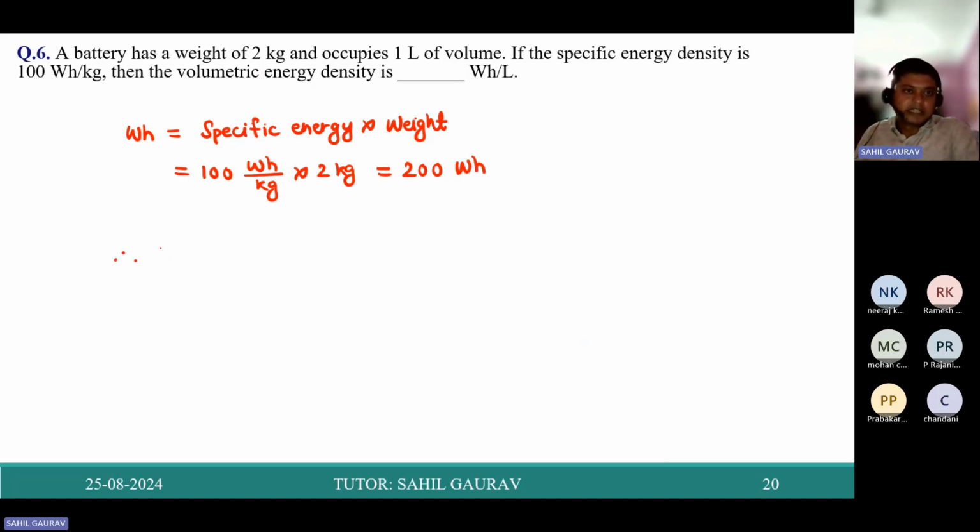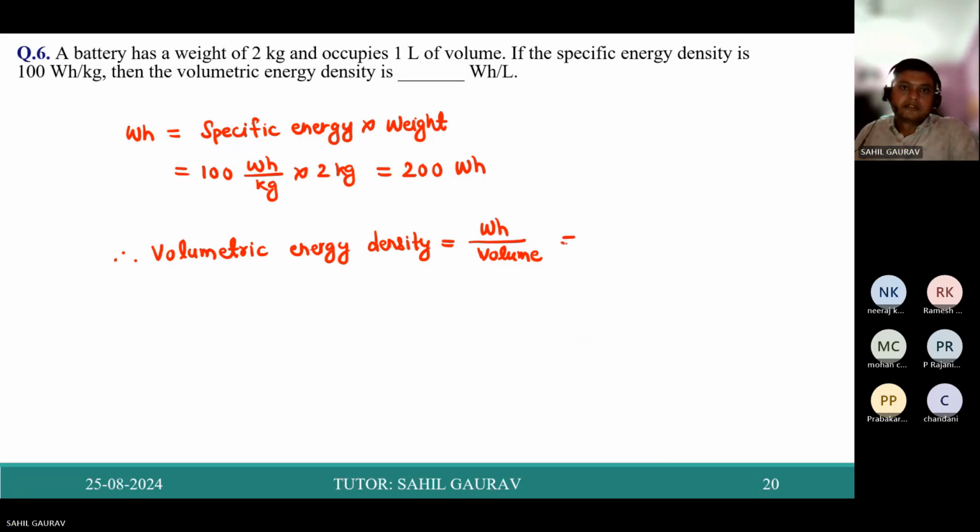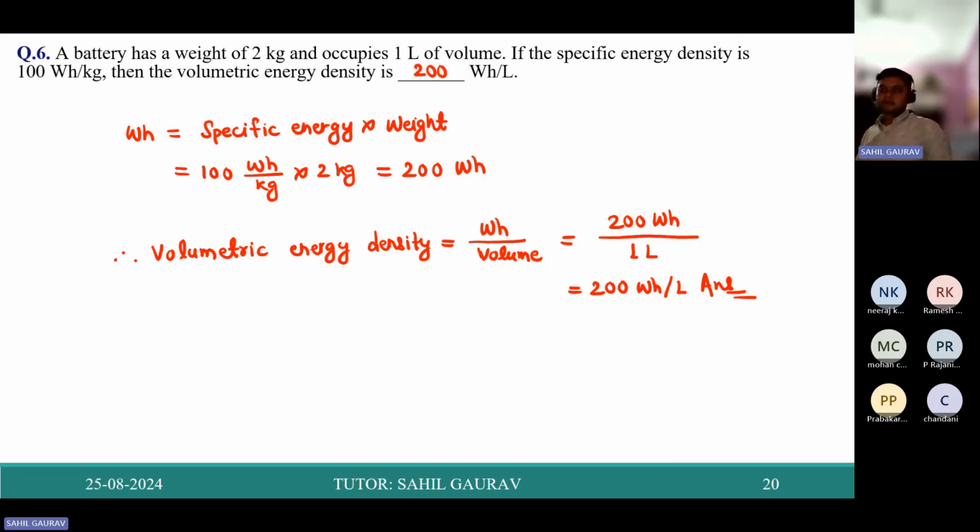Therefore, we can write the volumetric energy density, that will be watt hour per volume. So the energy capacity or watt hour capacity is given as 200 watt hour and the volume is 1 liter. So therefore it will be 200 watt hour per liter. So the correct answer for this problem is 200 watt hour per liter.